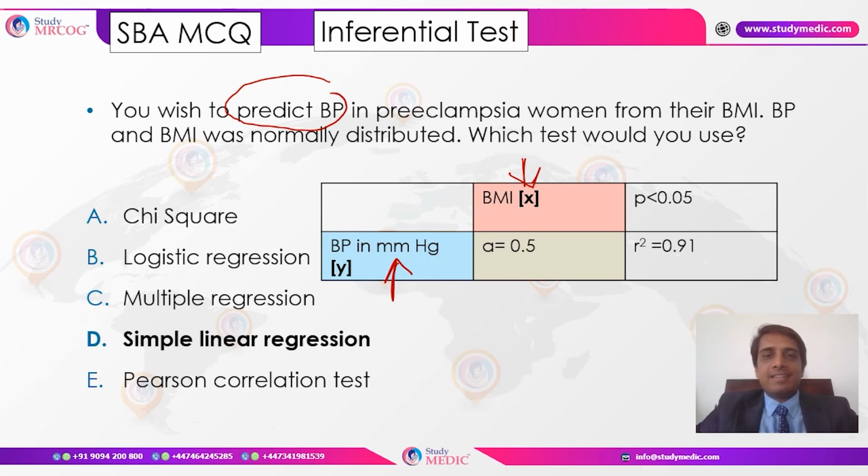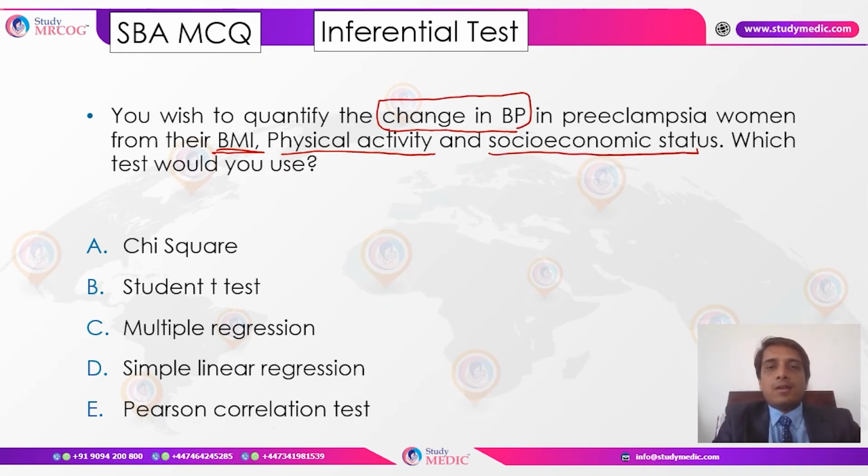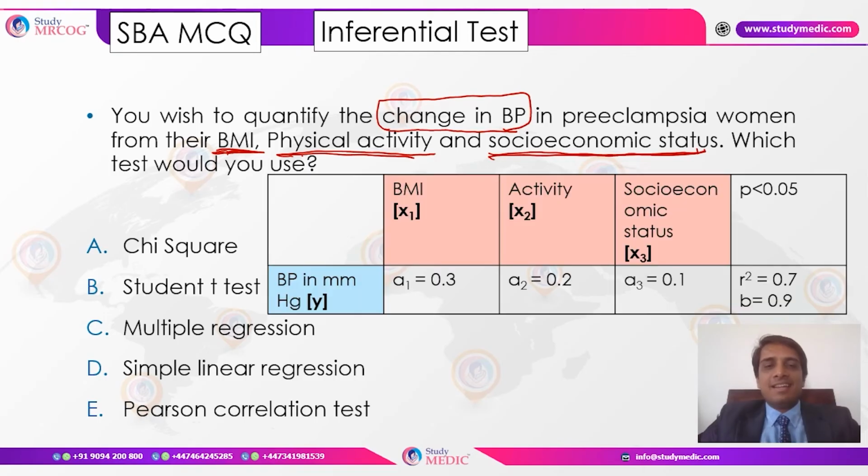Let us see another example. You wish to quantify the change in BP, that means BP is the dependent variable, in preeclamptic women from their BMI, physical activity, and socioeconomic status. So change in BP is the continuous dependent variable, whereas BMI, physical activity, and socioeconomic status are independent predictor variables. Now, which test would you use? The hint is it's an extension of simple linear regression. Yes, it is multiple regression analysis.